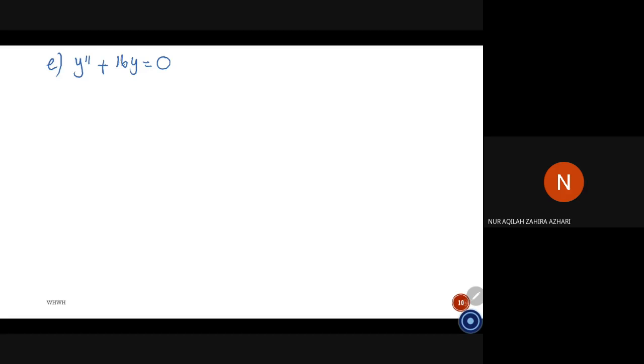And then what initial condition does it give? Y of pi over 2 is equals to negative 10. Right? One more: y prime of pi over 2 is equals to 3. Good. Thank you. Alright.